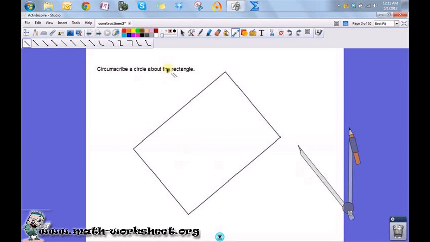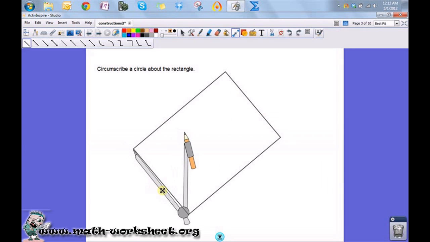If you want to circumscribe a circle about a rectangle, you start by finding the perpendicular bisector to two adjacent sides. If you find the perpendicular bisector to this side, it's also going to be the perpendicular bisector for this side, so you only have to find it twice, once for this one and once for this one.